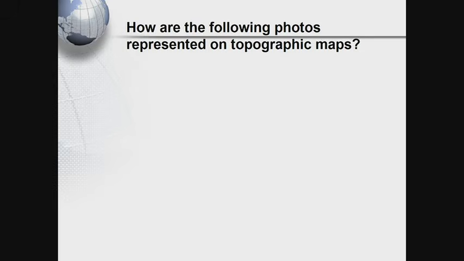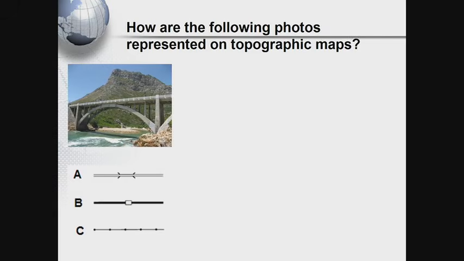Right. How are the following photos represented on topographic maps? So I will give you a photograph, and there are three symbols, and I will check the WhatsApp line now. So there are three symbols. There's a photograph. What do you see in the photograph? I see a road. The road is crossing a river. What is the structure called where the road crosses the river? It's a bridge. So of the three, which do you think is the correct answer? A, B, or C?